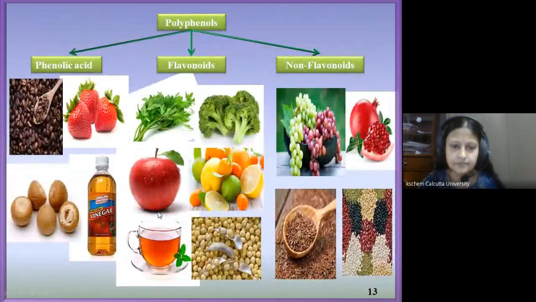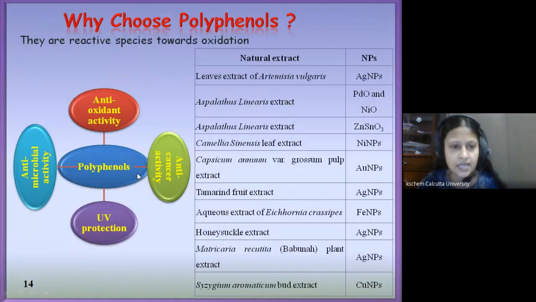Now, polyphenols are available in different food items, and they are reactive species towards oxidation. Many people have reported production of metal nanoparticles like copper, silver, iron, nickel, zinc, and so on nanoparticles in presence of food polyphenols, and they have different properties like antioxidant activity, anti-cancer activity, UV protection, antimicrobial, and so on.